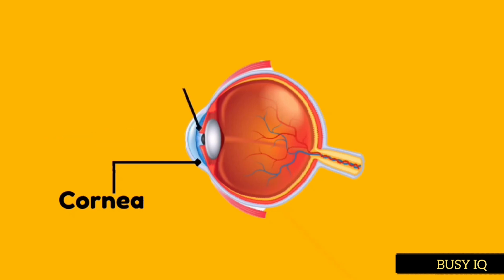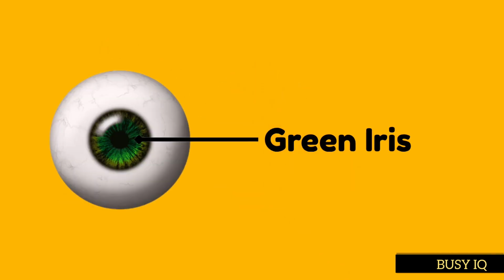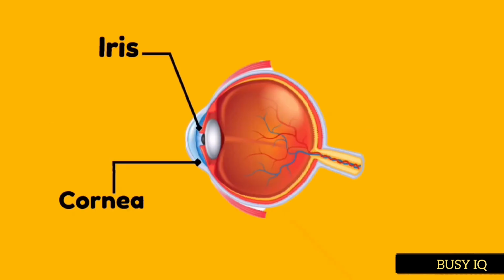The iris is the colored part of the eye. This is what determines the color of a person's eye. When a person's eye is green, it means his iris is green in color. Inside the iris, there is a small opening that allows light to enter the eye. It is called the pupil.